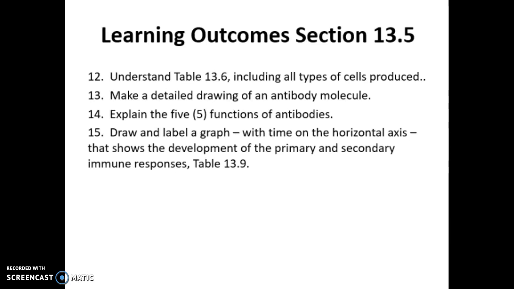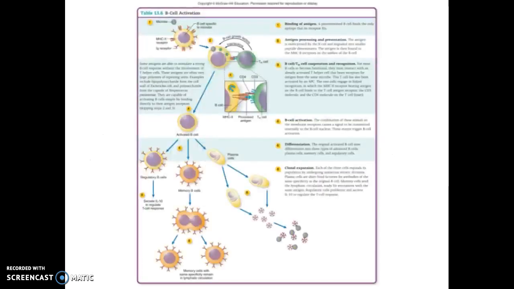We're going to look through table 13.6, that figure that shows the different types of B cells that are produced in the activation process. We want to look at a detailed drawing of an antibody, and then the functions of the antibodies, and then how the immune response can actually be identified, at what phase you're in for an immune response, by what antibodies a lab test can identify.